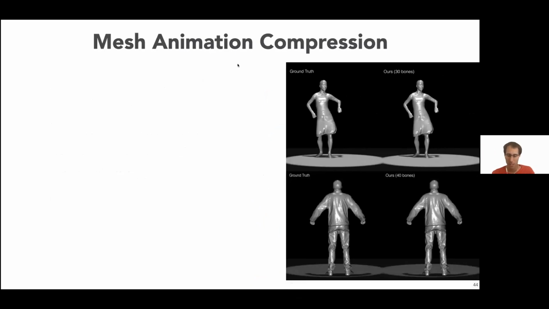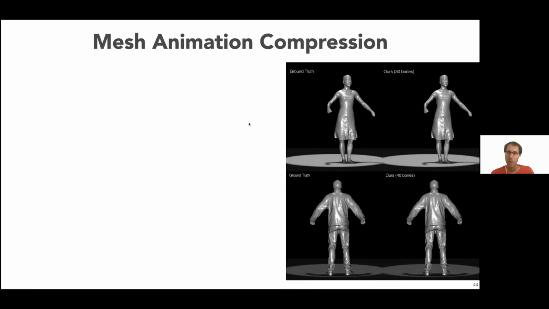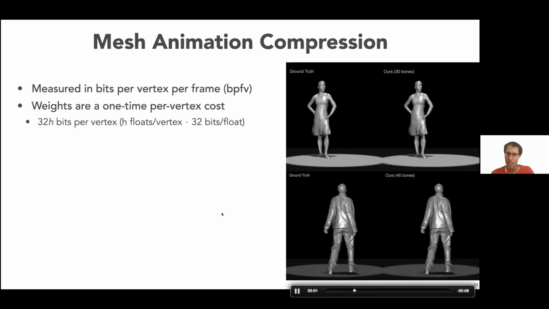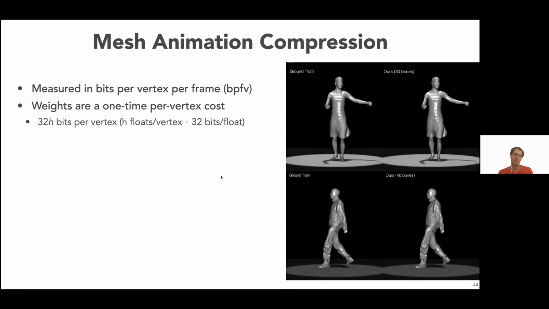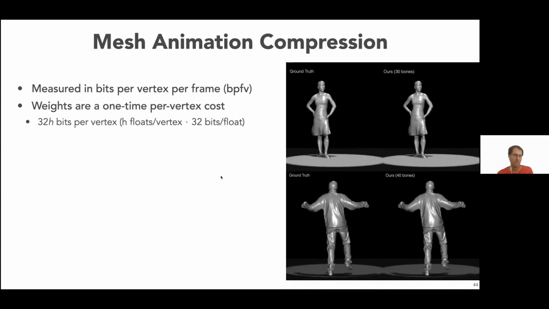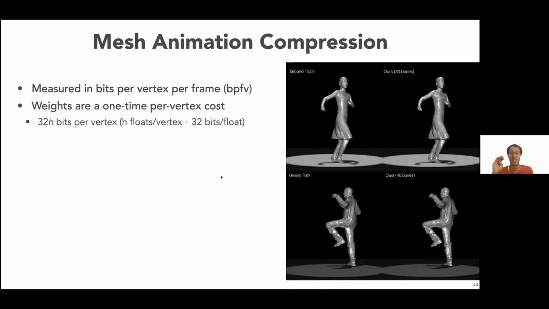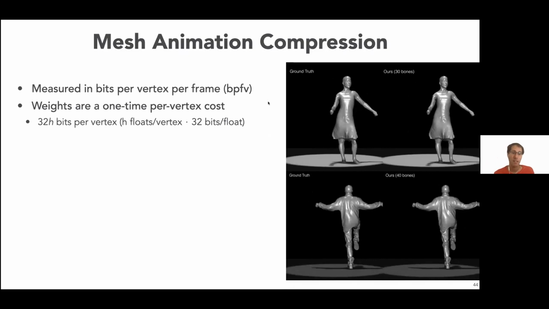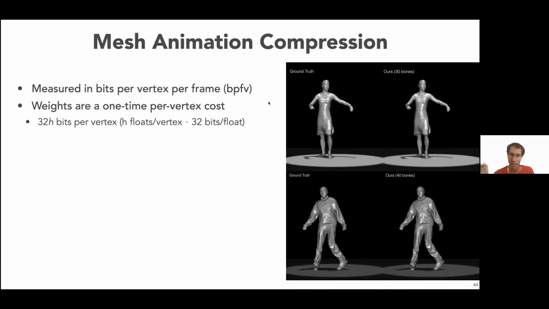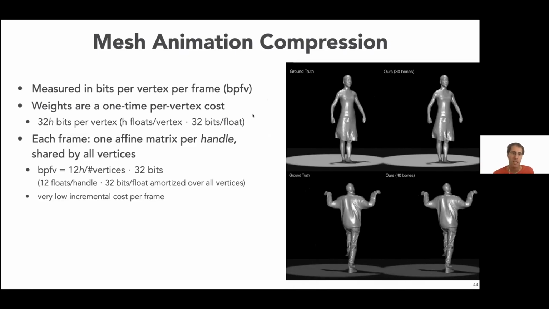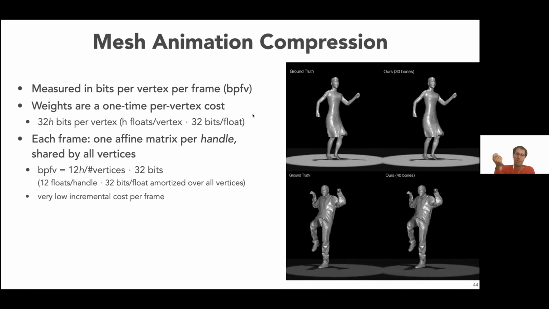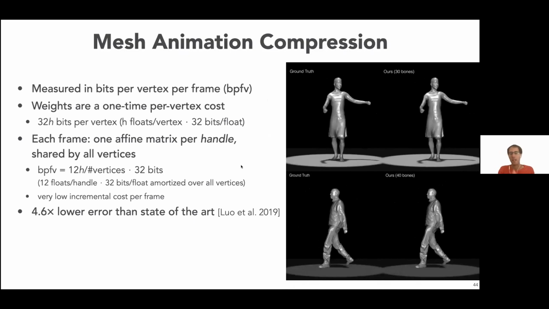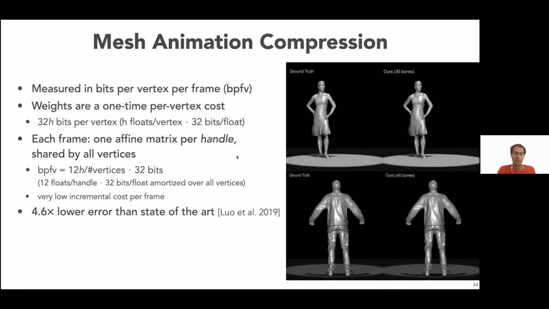And so the final comparison I want to show is to mesh animation compression. Sorry, where's this bottom one not playing? There we go. In this scenario, we don't really care about anything except the bits per vertex per frame. When you use linear blend skinning to do this compression, you pay a one-time cost for the weights. You store some number of bits per vertex for the weights, but then every additional frame is just an additional affine matrix per handle shared by all vertices. So it leads to a very low incremental cost per frame, and we end up with substantially lower error than the state of the art.